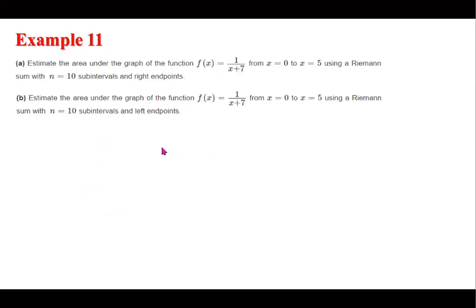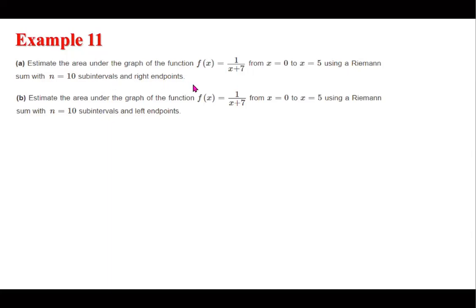Here comes the 11th example. In example 11, this is the problem on Riemann sum. We have to estimate the area under the graph of this function from x equal to 0 to x equal to 5 using the Riemann sum with n equal to 10 subintervals and right endpoints.